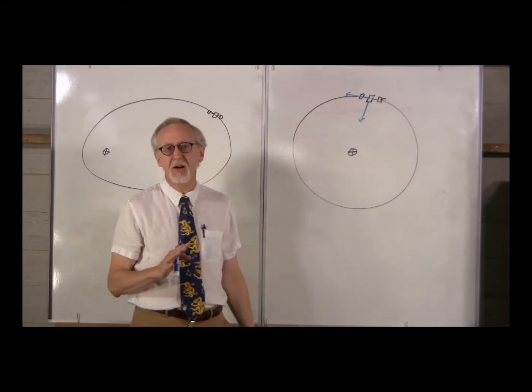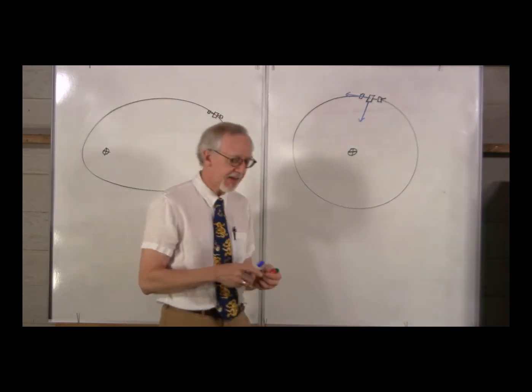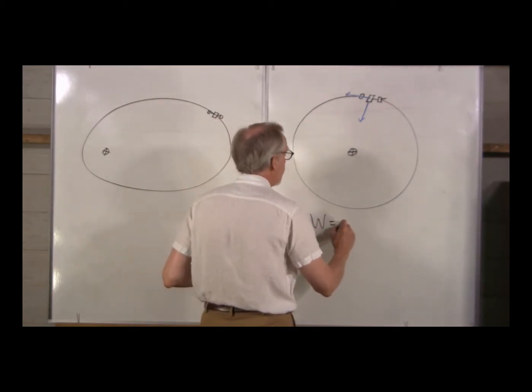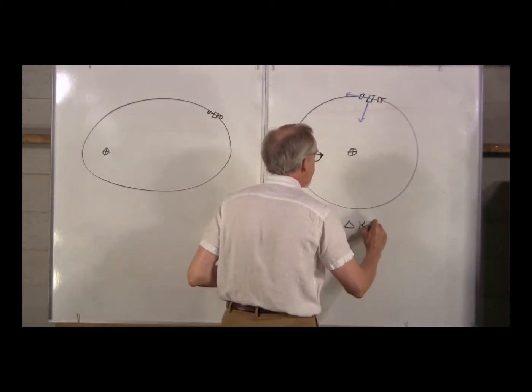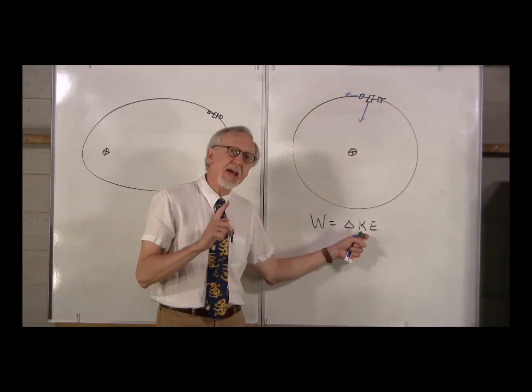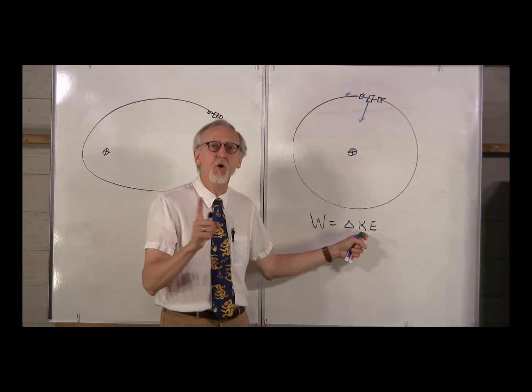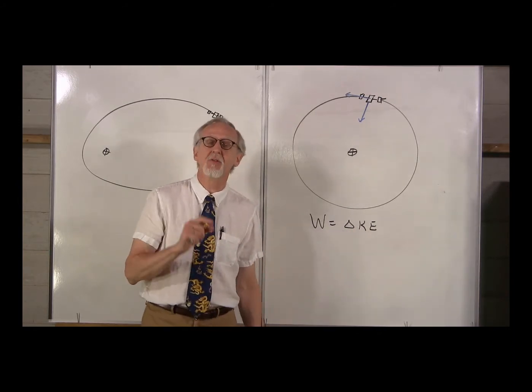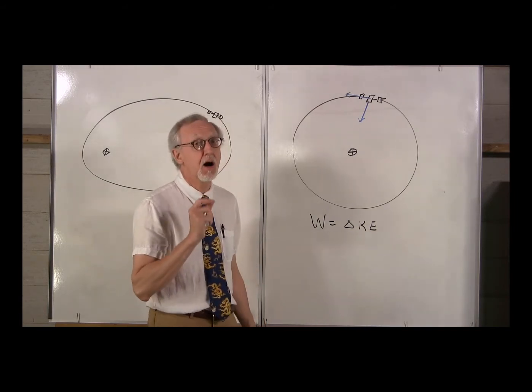Zero work is done. What does that tell us about the kinetic energy? Remember, from the work energy theorem, the total work done is the change in the kinetic energy. If the net work done is 0, it doesn't mean the kinetic energy is 0, it means it doesn't change. Delta KE is 0. That means the kinetic energy is constant.